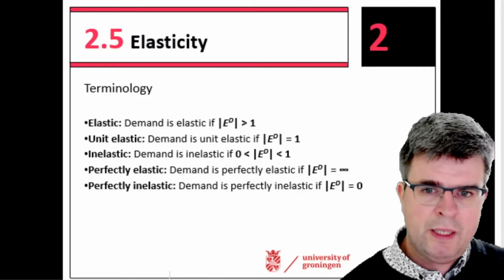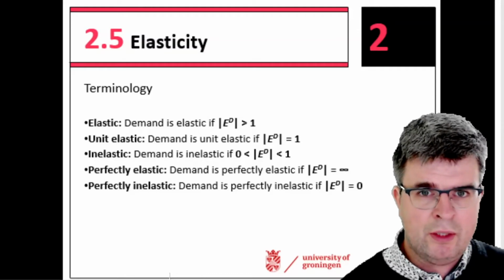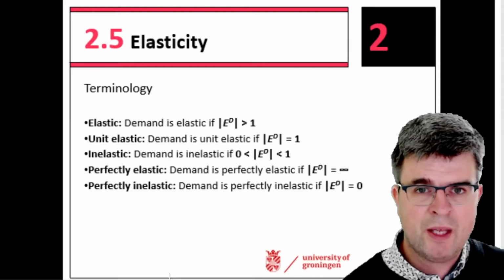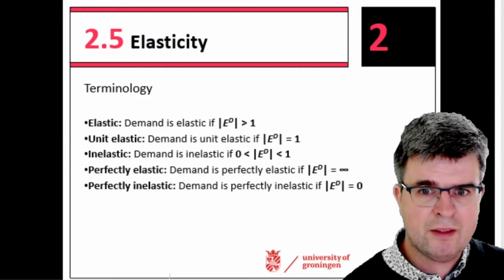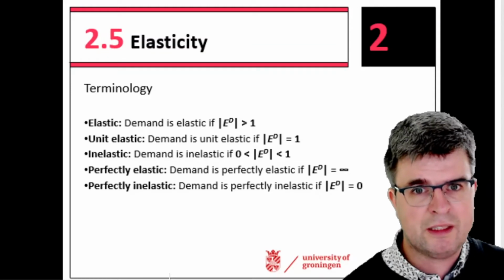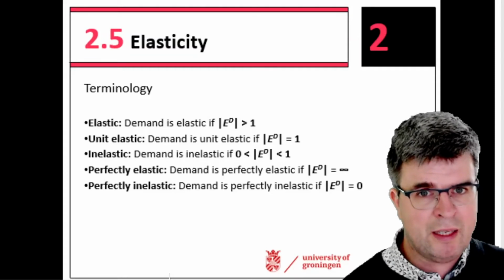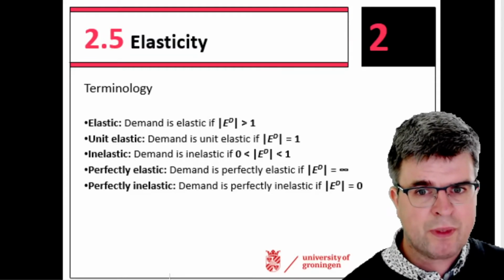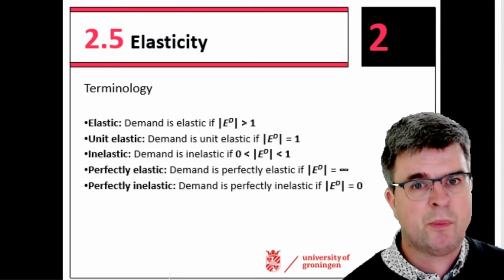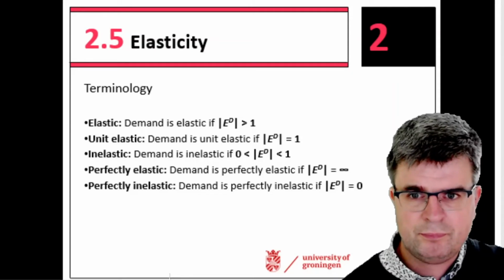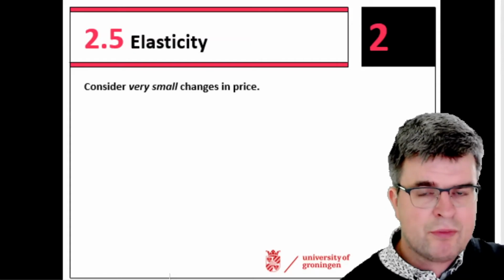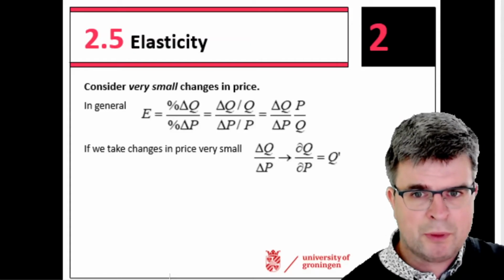So be aware that normally an increase in price is associated with a decrease in the quantity demanded. So elasticities will be negative, and that's the reason that we put these vertical bars around the elasticity here, implying that we take the absolute value. So the real elasticity is minus 1.5, but the absolute value is 1.5. Okay, so consider that we have a very small change in the price.